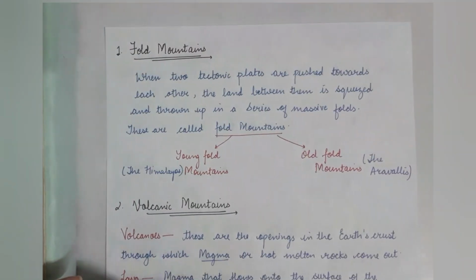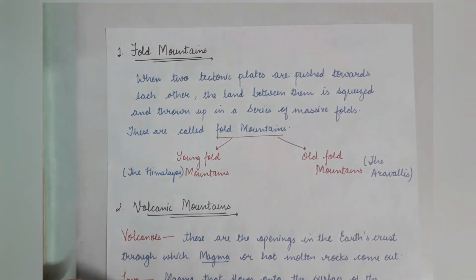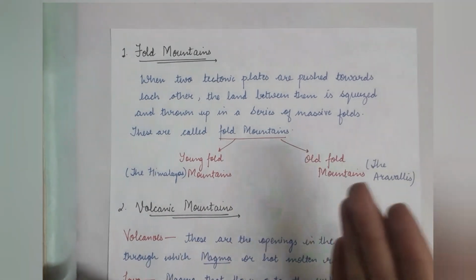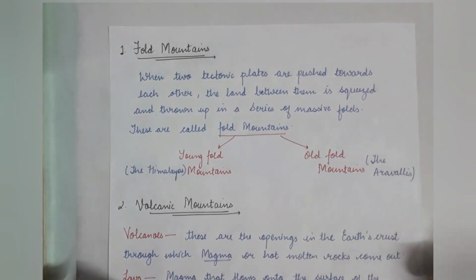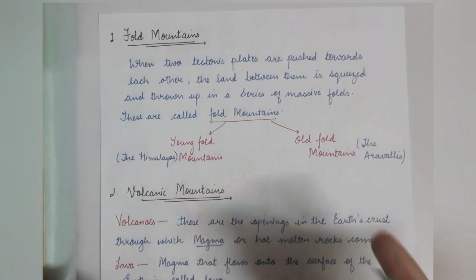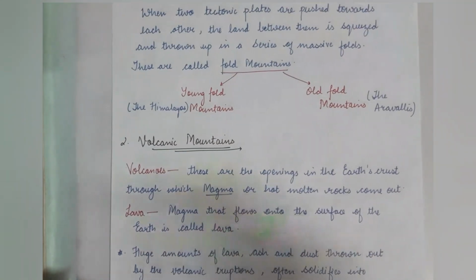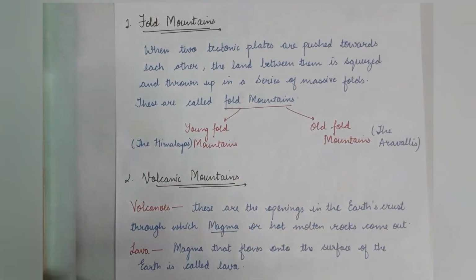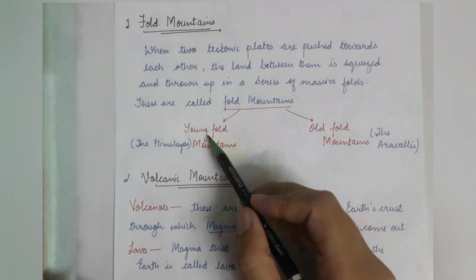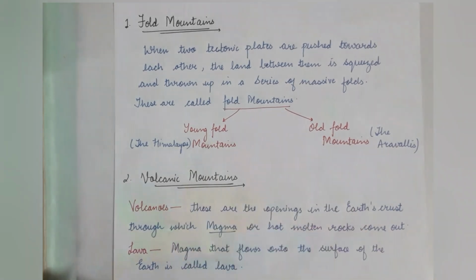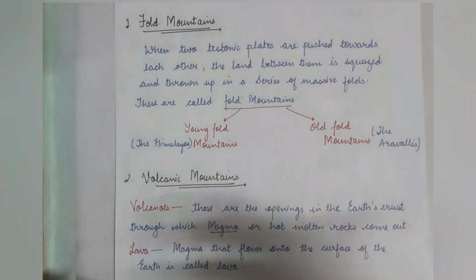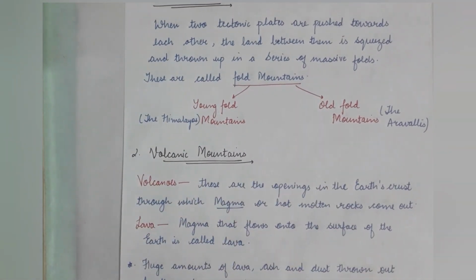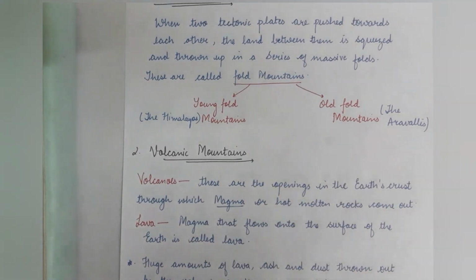When we talk about the fold mountains, we should keep in mind that it is due to tectonic plate movement. The tectonic plates move towards each other, the convergent forces are acting, and the land is squeezed and thrown upwards, which results in the fold mountains. A series is formed, and that is known as a series of fold mountains. They can be young, meaning of recent origin, and they can also be old mountains. So in India, the Himalayas are the young fold mountains and the Aravallis are the old fold mountains.